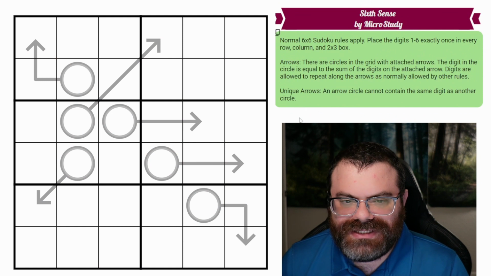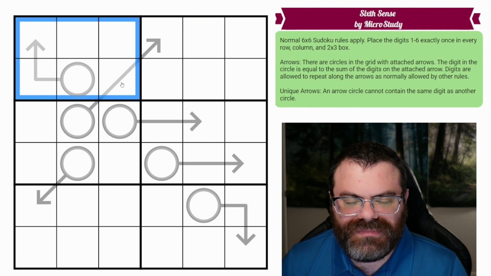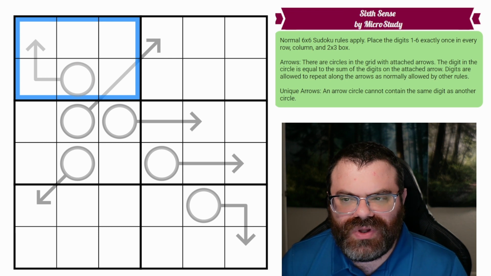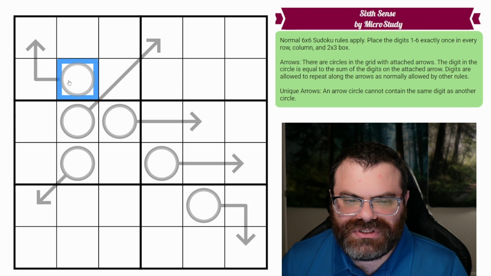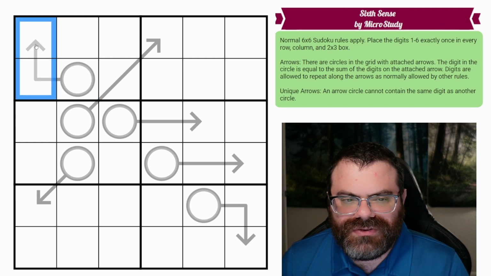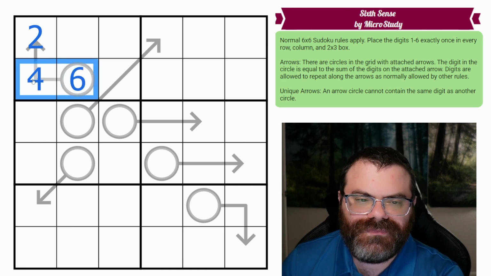So we have normal 6x6 Sudoku rules, which means in every row, every column, and every 2x3 box, we are placing the digits 1 to 6 exactly once each. We also have arrows in the grid, so they have a circle and an arrow coming out. So digits on an arrow must sum to the value in the circle. So if this was, say, 2 and 4, that adds to 6. We put a 6 in the circle.